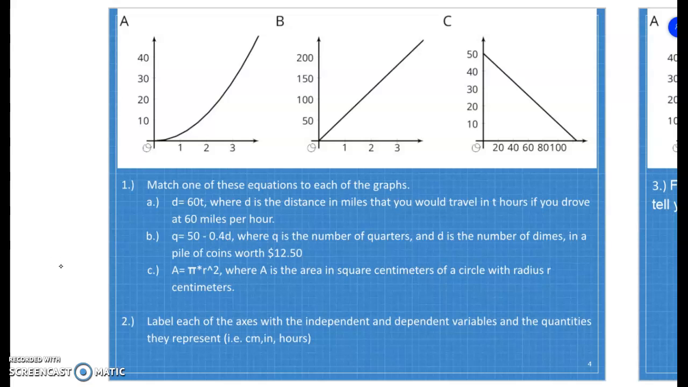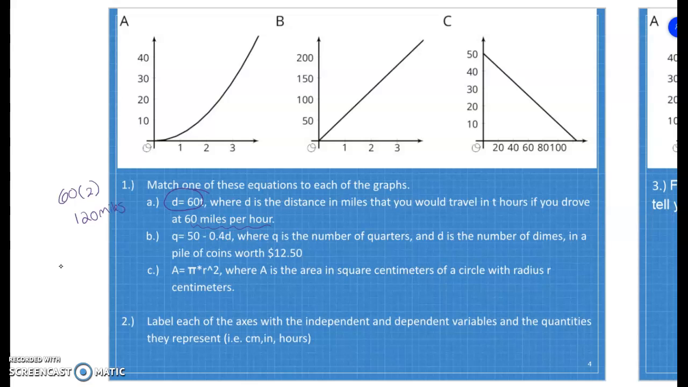It says D equals 60t, where D is the distance in miles that you would travel in t hours if you drove at 60 miles per hour. So think about it like getting in a car. If I was going to go to California and I drove 60 miles per hour, I'd only get 60 miles away from my house. At 2 hours, that would be 60 times 2. I would be 120 miles away, and so on and so forth.